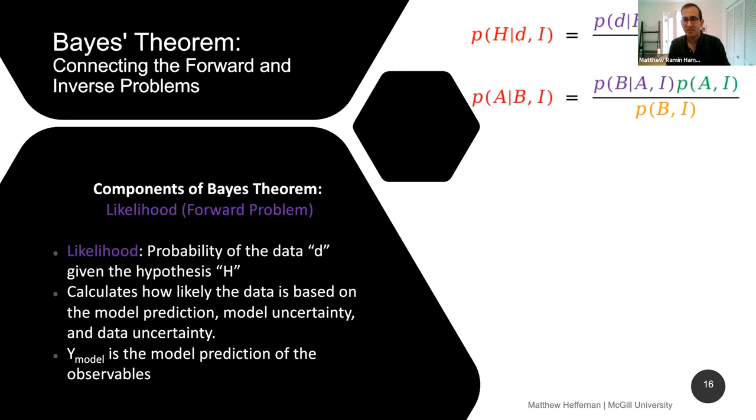So just to expand a little bit on the Gaussian likelihood. So this is the formulation of a Gaussian likelihood. And so you will likely just recognize this as the standard normal distribution.